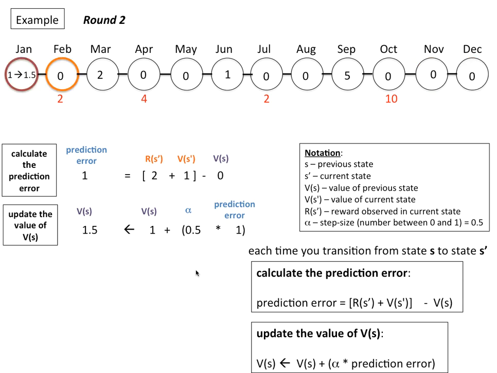Now I'm going to go on to round 2. And again, I'm going to go fairly quickly. And you can hit pause anytime you have a question about how I arrived at the updates that are being shown here. So January is getting updated to 1.5.